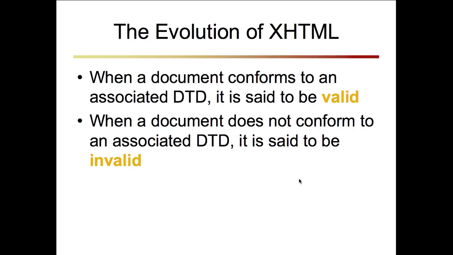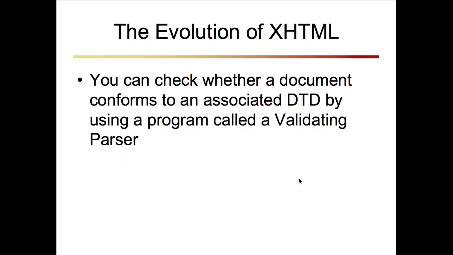So here we go. We have valid and invalid. I don't actually remember what mine said. I think I was valid, actually. When a document conforms to the associated DTD, then it's said to be valid. A document that does not conform to its associated DTD is said to be invalid. We want to be valid. Valid means we're in conformity. So we can check whether or not it conforms by calling a validation parser.